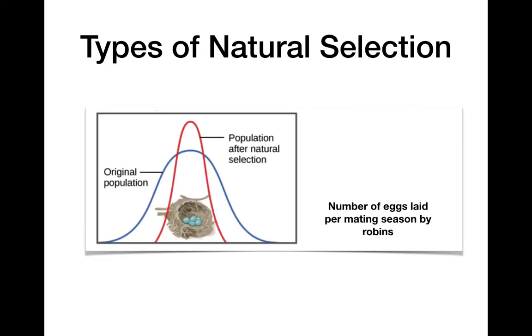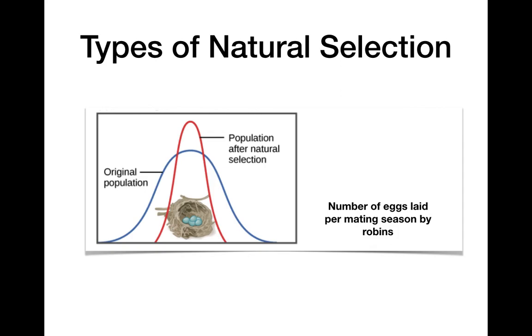Okay, so let's look at some examples here. So here I have original population is the blue line. It's the distribution of the number of eggs laid. So in robins, how many eggs they lay per season. Originally, the middle was pretty common, but it's getting a little bit down as it goes to less eggs or more eggs. And then after natural selection, we get this new shape of the curve. A lot of eggs and a very little bit of eggs are gone completely, and most are around here.